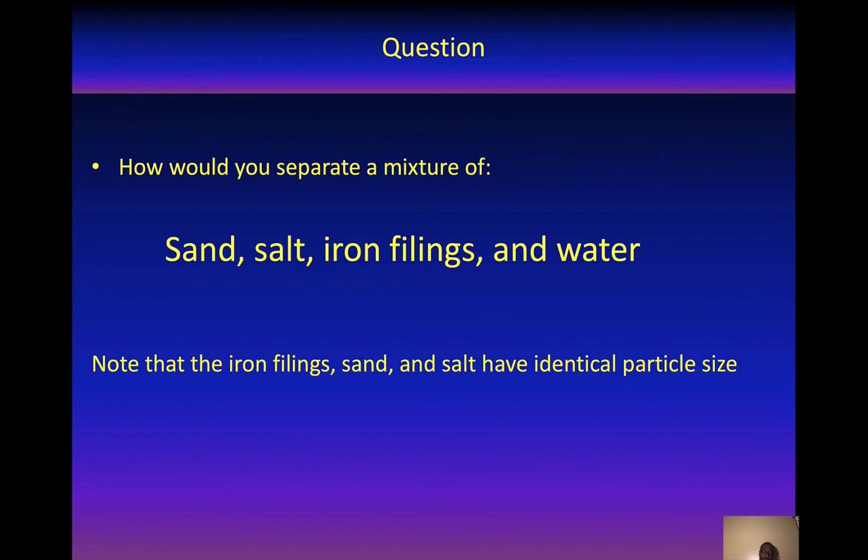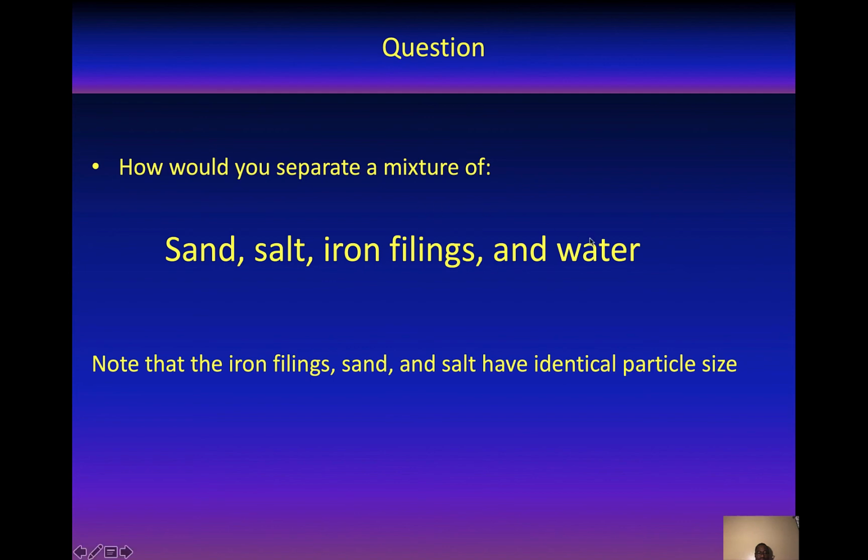Okay, this is what I would do. The mixture consists of sand, salt, iron filings, and water. Since I have water in there, the salt is going to dissolve in water. But the water wouldn't dissolve the iron filings and the sand. So once the salt dissolves in water, I'm left with just the sand and the iron filings. So what should I do?